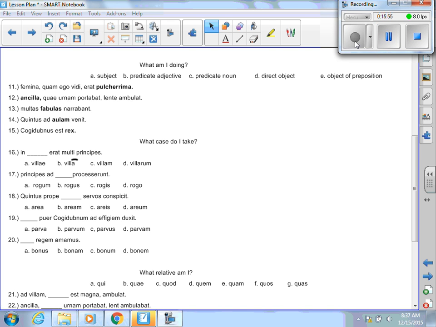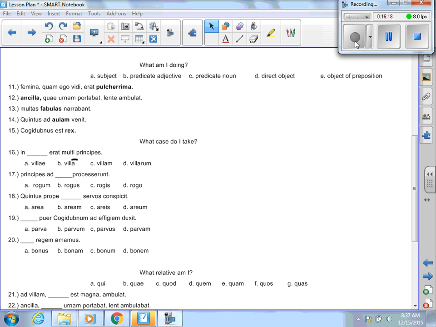In this case, something were many princes. So many princes were in the villa. There is no motion, so I'm going to choose B. I'm already in the villa. I'm not outside coming into. I'm already in the villa. It wouldn't make sense for me to say many princes were into the villa. So I'm going to go with B, the ablative.